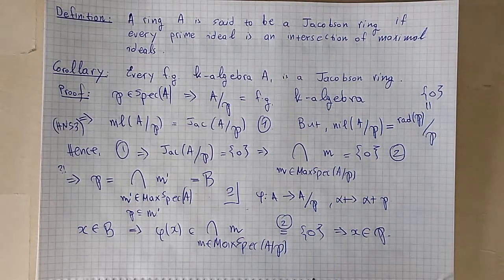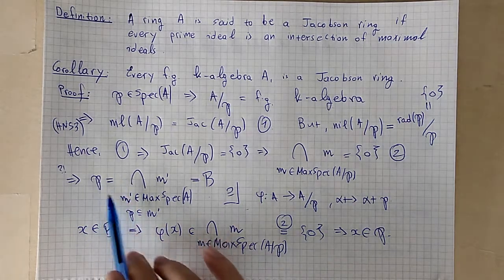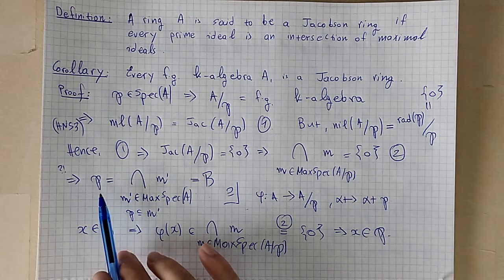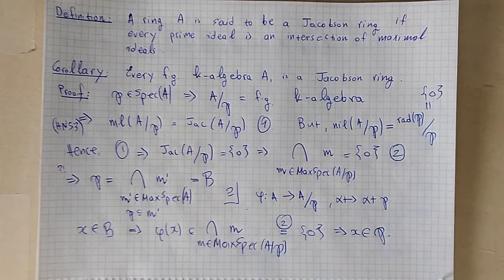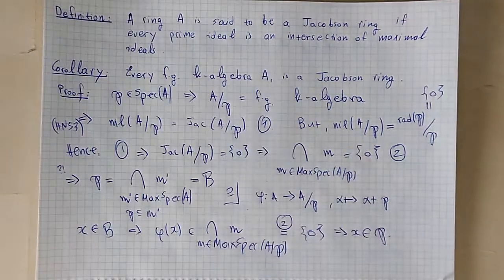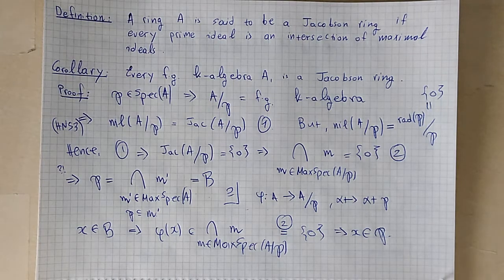We showed that we have this inclusion. Therefore our arbitrary prime ideal is an intersection of maximal ideals. And this proves that every finitely generated K algebra is a Jacobson ring.